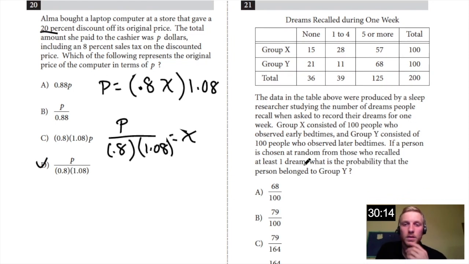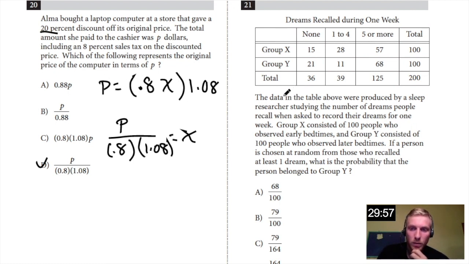So let's see. Dreams recalled during 1 week, question 21. We have a table. The data in the table above were produced by a sleep researcher studying the number of dreams people recall when asked to record their dreams for 1 week.